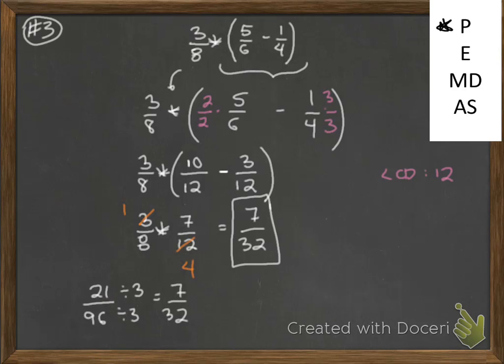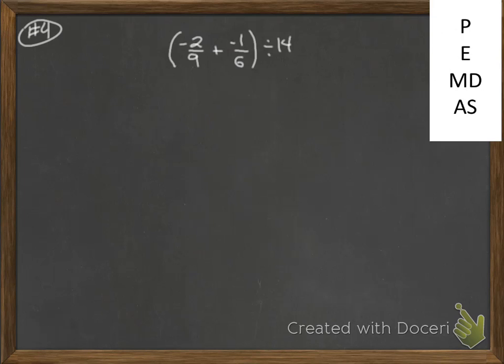All right, so we did our parentheses. We didn't have any exponents. And then once we simplified what was in the parentheses, then we did our multiplication, right? And then there was no division, and the addition and subtraction was already in the parentheses. So we're done. All right, let's do this next problem here.